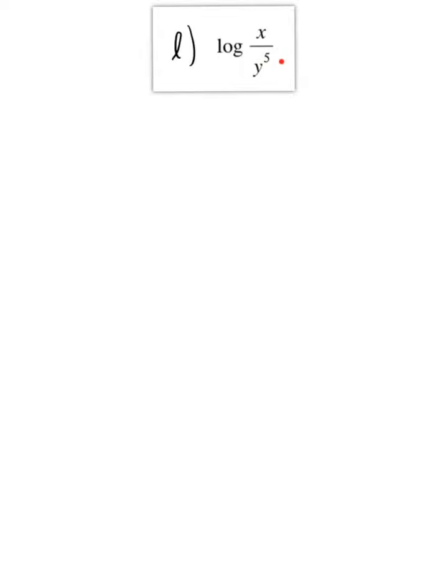Okay, the only exponent in this problem only applies to the bottom, it doesn't apply to everything, so we can't use the power rule first. But we do have a fraction, so we can use the quotient rule. So we'll rewrite this as 2 logs subtracted. The top of the fraction in the original log goes in the first one, and the bottom goes in the second one.